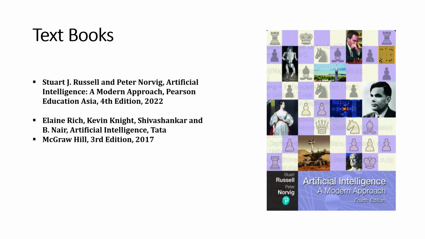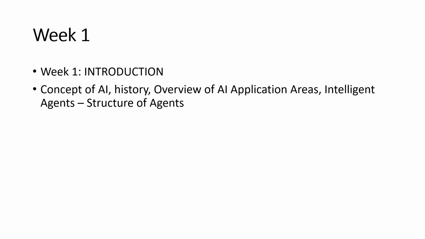Next, we will discuss about textbooks. So here we are following two textbooks. The first one is Stuart J. Russell and Peter Norvig's Artificial Intelligence, a Modern Approach. That is the first textbook we are following. And the second one is Elaine Rich and Kevin Knight, Artificial Intelligence. These are the two textbooks we are following.